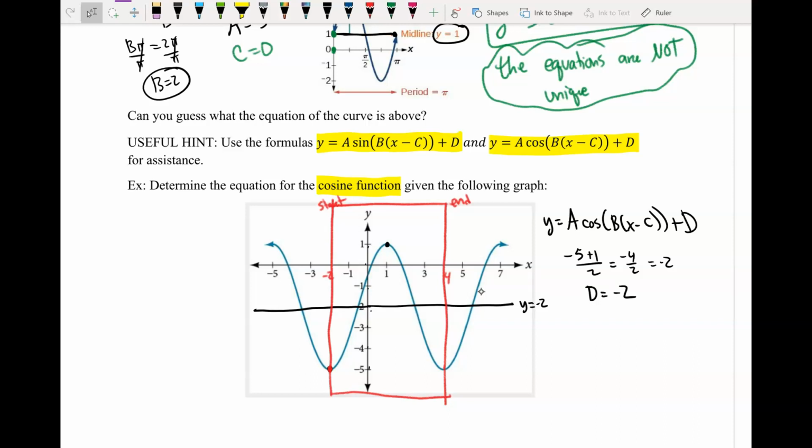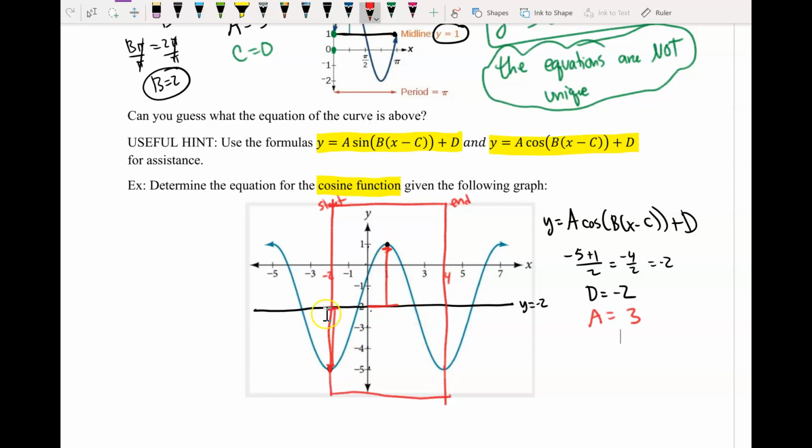Okay, so one of the things that I noticed, first let's look at the amplitude. So how far is the wave or the midline to the highest peak? So you can see that that's just 3 units. So amplitude is 3.